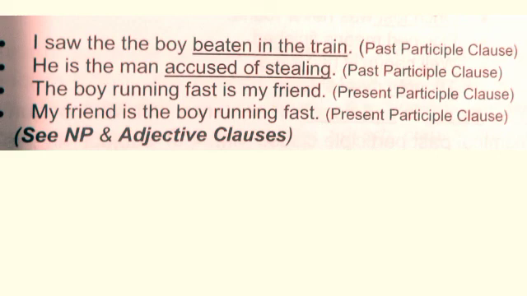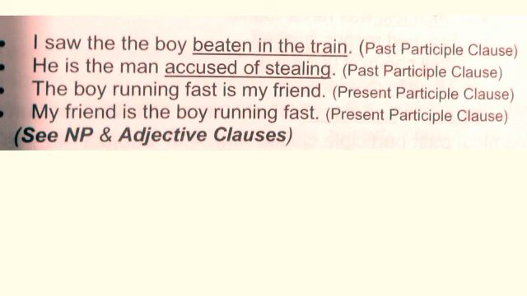The boy running fast is my friend. "Running fast" is a present participle clause, but it is not a noun clause, it is an adjective or relative clause. And in the sentence my friend is the boy running fast, again "running fast" is the present participle clause, but it is again not a noun clause, it is an adjective clause that we have to understand.